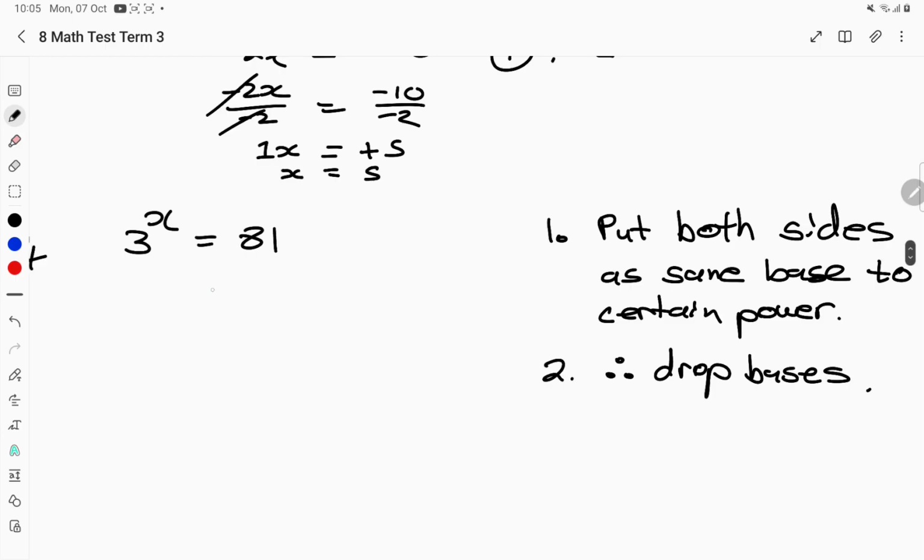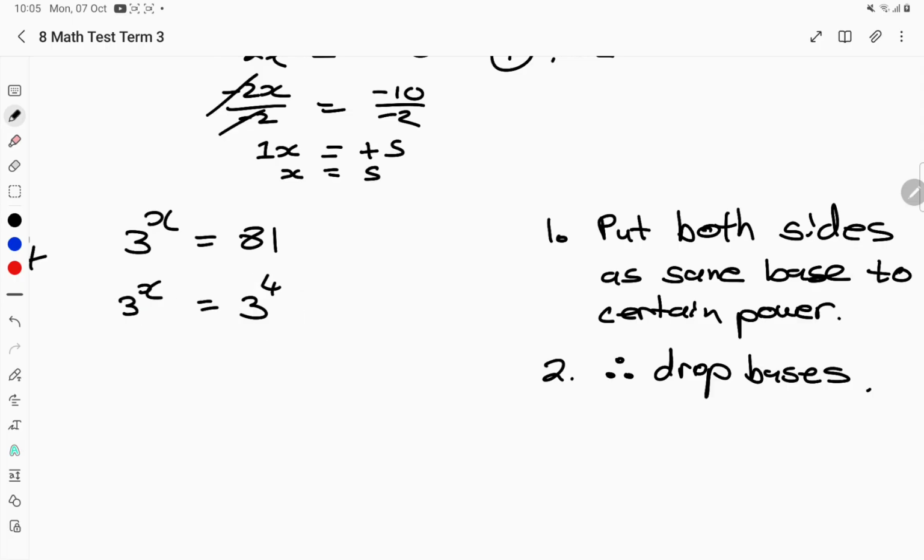Okay, let's have a try. So we say it's going to be 3 to the power of 2. Now that's a 9. 3 squared is 9. 3 to the power 3 is 27. 3 to the power 4, that's 81. You can just use your calculator. But 3 to the power 4 is the same value as 81.